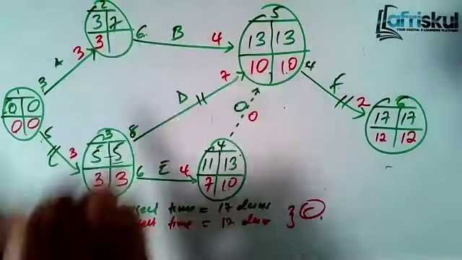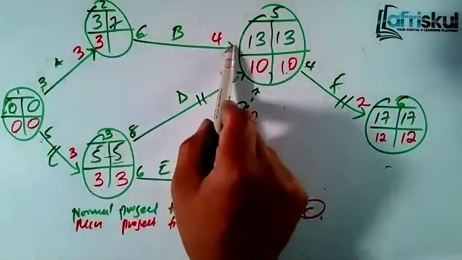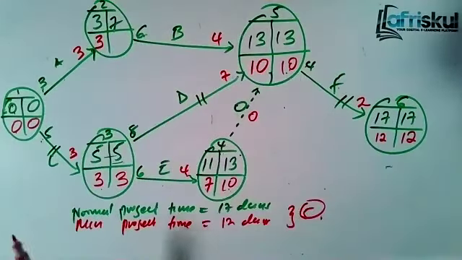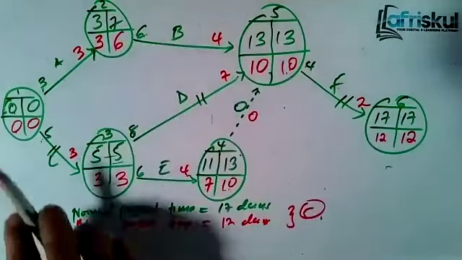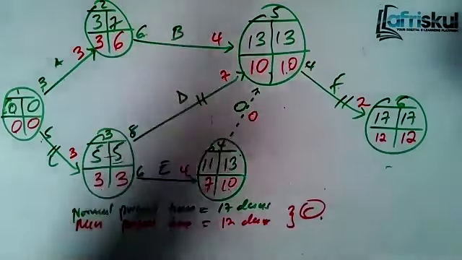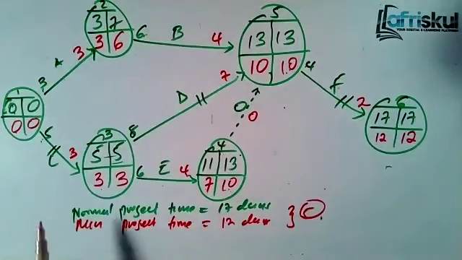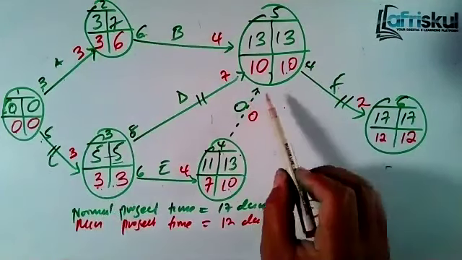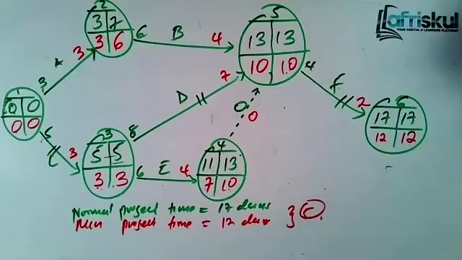Then from 3, we go to 2. 2 had one, so it will be just 10 minus 4, and you'll get 6. So either you take normal or the crash, the critical path always remains. See, it is 3, 10, and 12. It's the same.